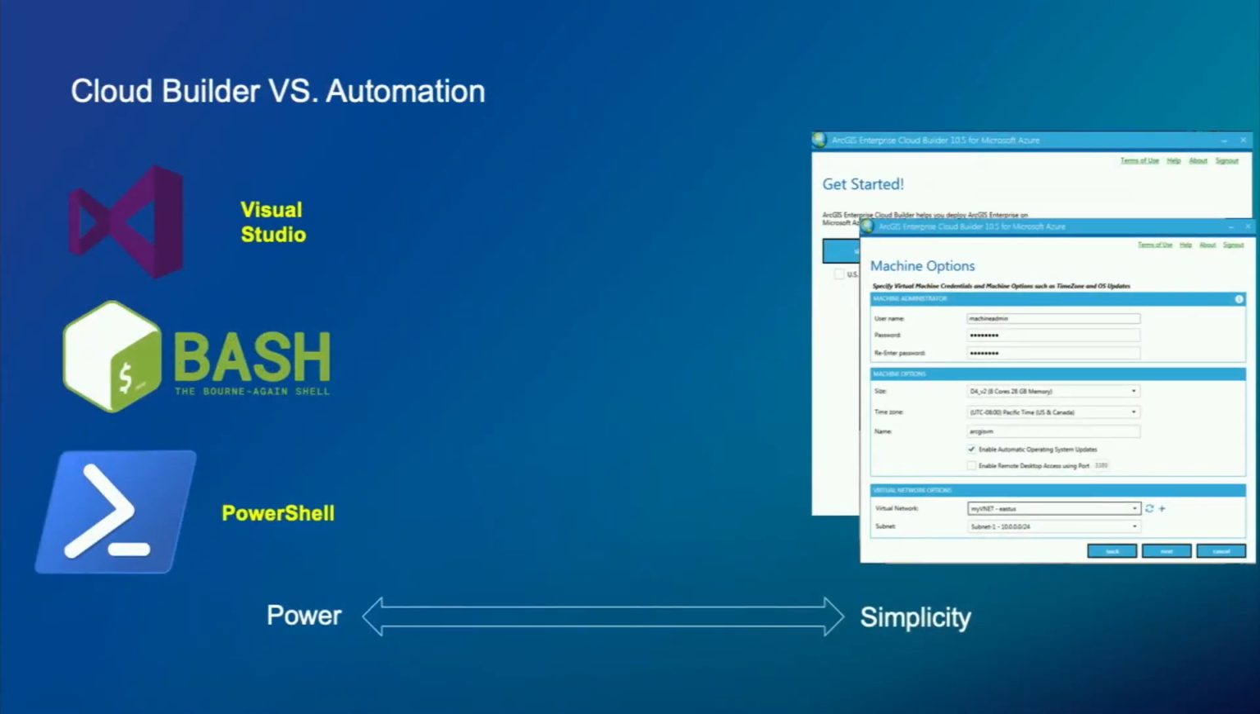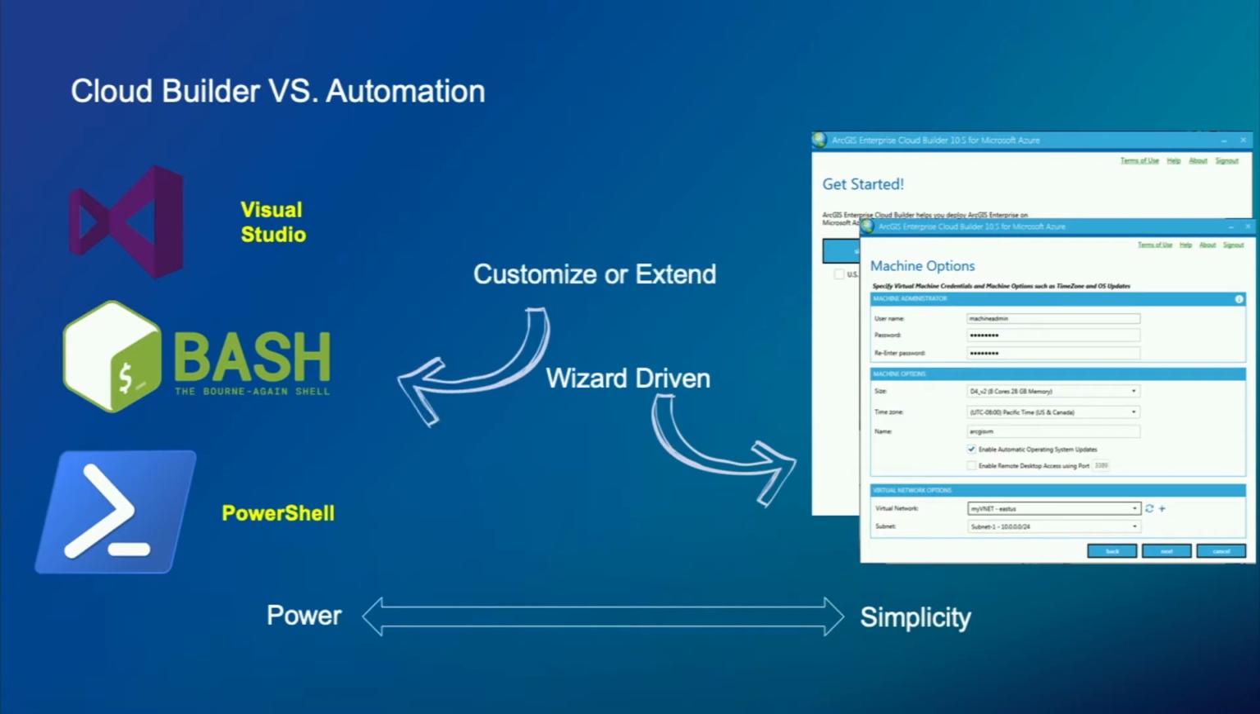So when would you choose one versus the other? And really, the decision would be based on the spectrum of power versus simplicity. Cloud Builder, obviously wizard-driven, is great if you're looking for the easiest way to get started. Cloud Builder would be your way. But if you're looking to customize or extend the deployment, that's when you'd look at automation artifacts and one of these three options that I mentioned: Visual Studio or PowerShell or Bash.